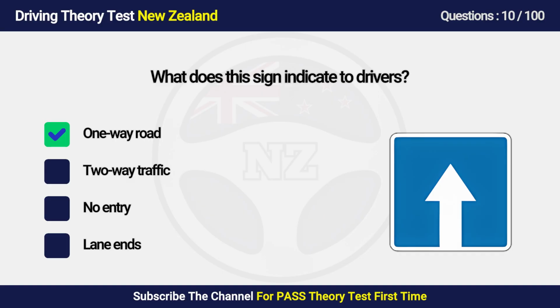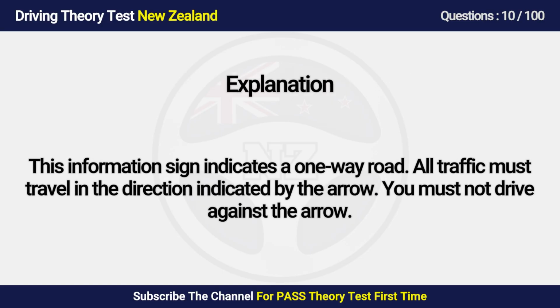Answer is A. One-way road. This information sign indicates a one-way road. All traffic must travel in the direction shown by the arrow. You must not drive against the arrow.